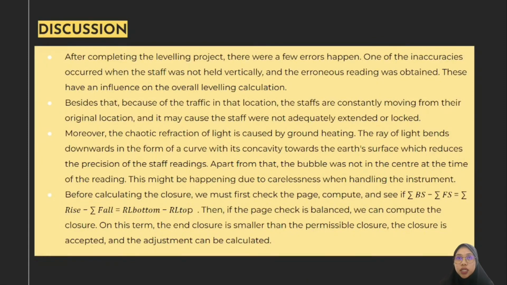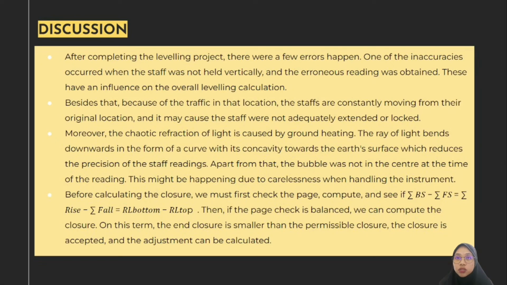For the discussion, after completing the leveling project, there were a few errors that happened. One of the inaccuracies occurred when the staff was not held vertically and an erroneous reading was obtained. This has an influence on the overall leveling calculation. Besides that, because of the traffic in that location, the staff was constantly moving from its original location, and it may cause the staff to not be adequately extended or locked.